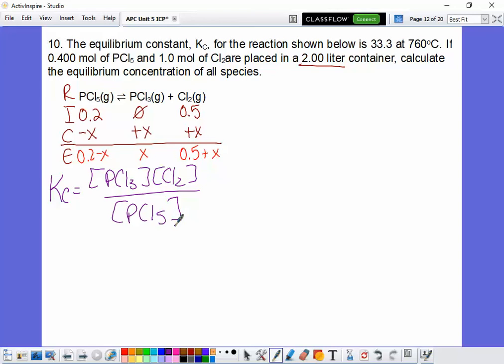When I plug it in, I'm going to find a different x. My x is going to change slightly. Do you think my x is going to go up or down from what I had originally? It's going to go down a little bit, because I don't have to proceed as far to the right in order to reach equilibrium, because I already have some of my products.